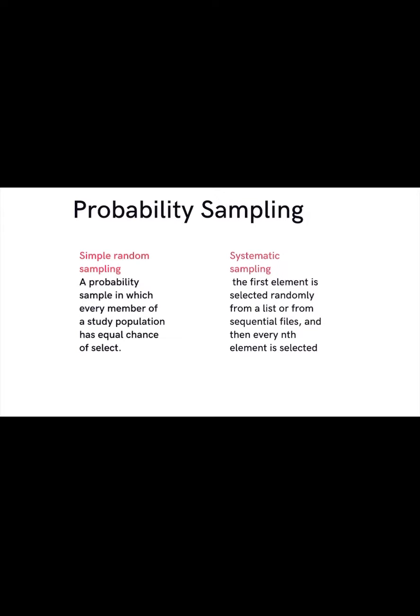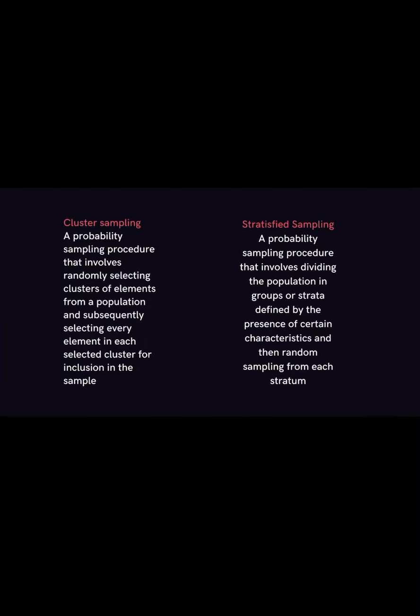Systematic sampling. The first element is selected randomly from a list or from sequential files, and then every nth element is selected. Cluster sampling. A probability sampling procedure that involves randomly selecting clusters of elements from the population and then selecting every element in each selected cluster for inclusion in the sample.